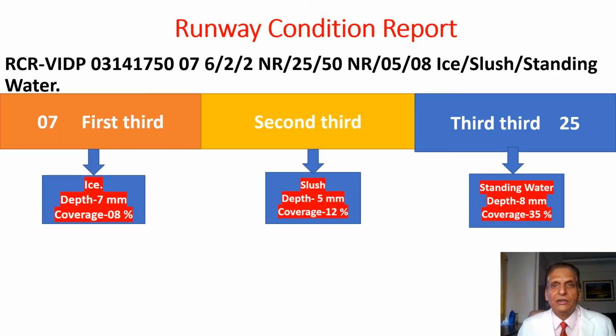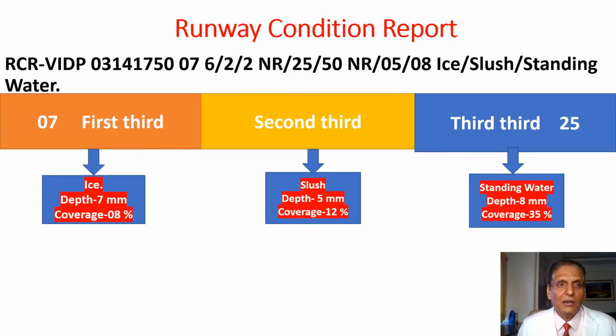Now the runway condition report. This is the runway divided into three parts. First third, second third, third. Runway 25 and runway 07. So first third, as we told you, these reports are from the low designation number, that is from 07. First third ice, depth 7 millimeter, coverage 0.8%. Second third slush, depth 5 millimeter, coverage 12%. Third standing water, depth is 8 millimeter, coverage 35%.